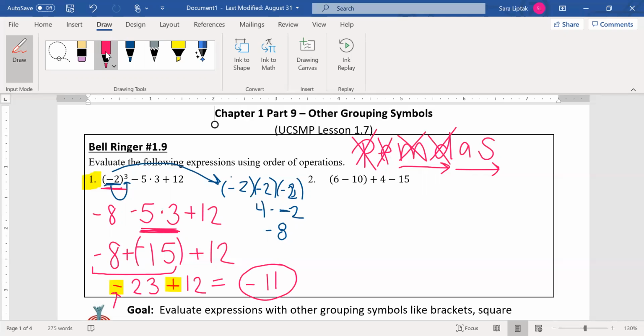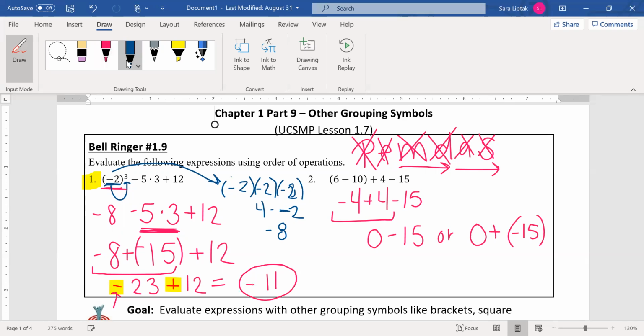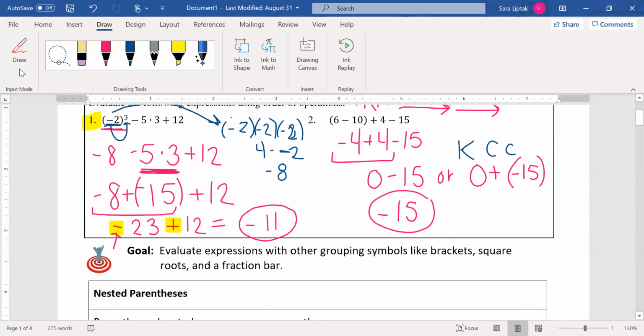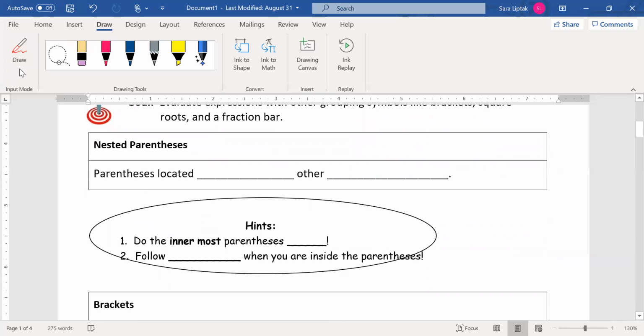So I would like you to try the bell ringer question number 2 on your own. Pause the video, and whenever you have an answer, I would like you to play back and see if you get the same thing as I. I got a difference of -15. So pause that, review that example, and when you're ready, play back, and we'll go where it says nested parentheses.